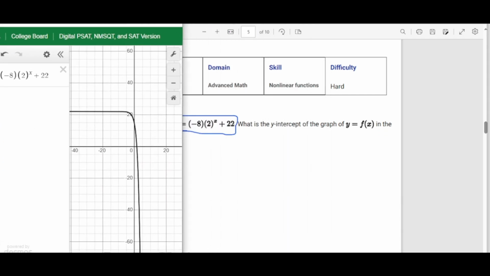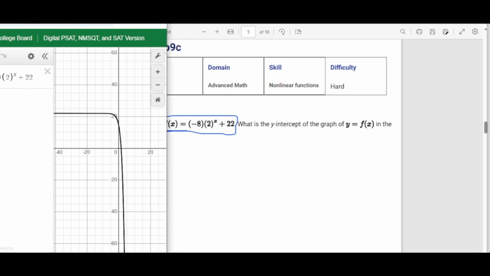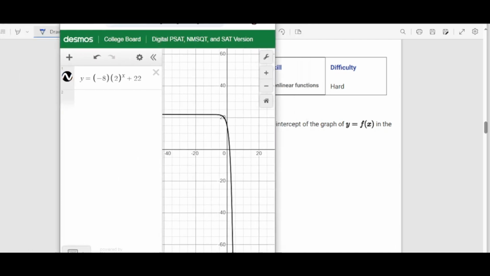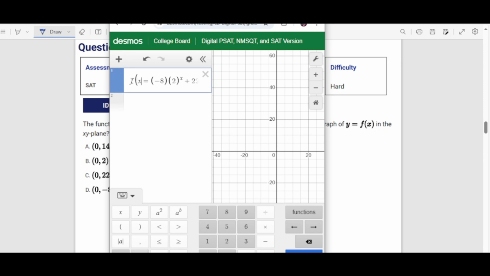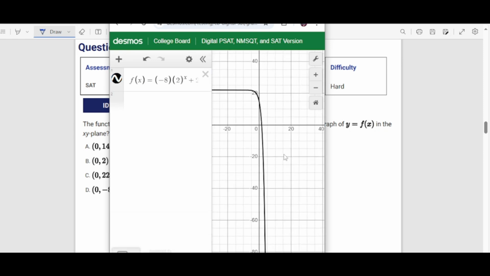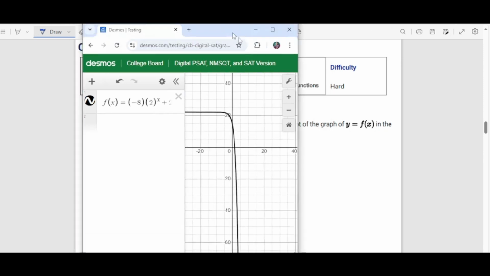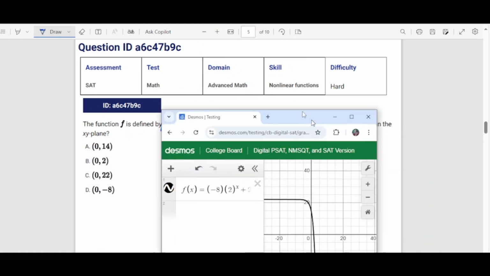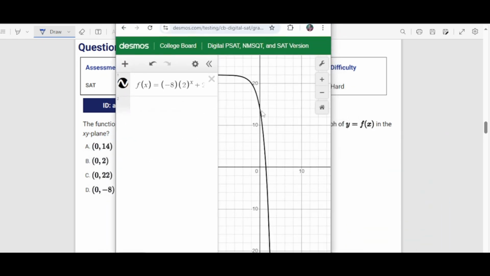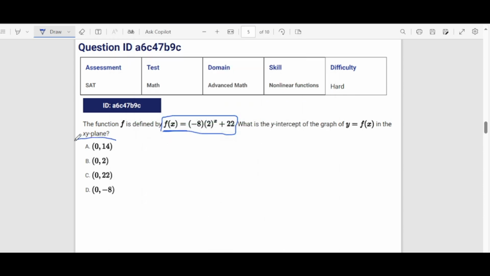Wait, I think there's something wrong. y equals minus 8 into 2 power x plus 22. Alright, so this is correct. So let me find what they asked: what is the y-intercept of the graph of y equals f of x in the xy plane. So it's really simple. The y-intercept is 14. So our answer here is (0, 14).